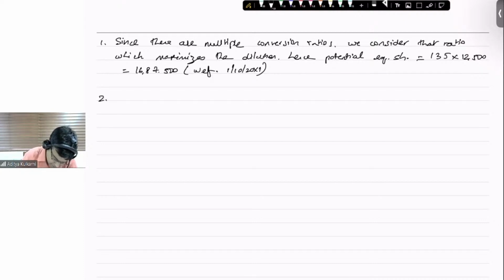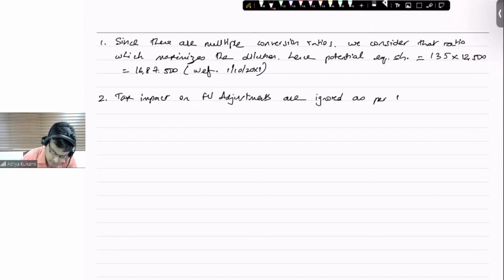Second point: tax impact on fair value adjustment is ignored as per the question. These are the two things we can write. That takes care of diluted EPS.